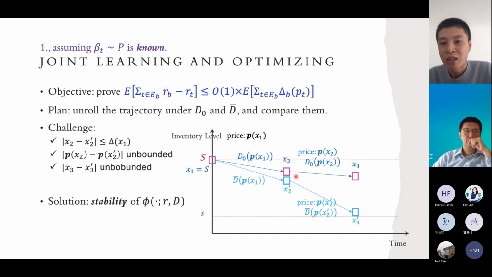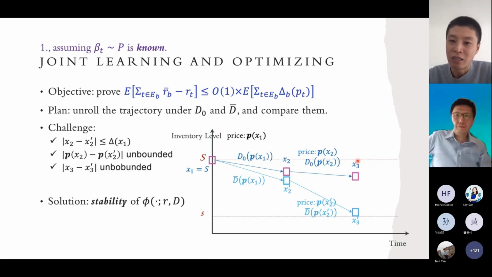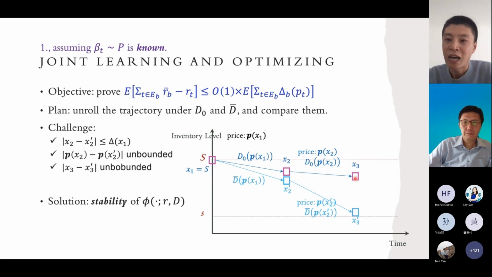But after this, in the second time step of decision, the problem arises. Even if X2 and X2 prime are only a bit different, the price vector we compute does not guarantee any continuity or Lipschitz condition, so these two price decisions could be very different. And then the realized demand in the real case and in the imaginary case could be very different. And this will lead to a very unbounded difference between the inventory level in the real case and the imaginary world at time step 3. So now we can no longer compare the imaginary trajectory and the real trajectory, and it's hard for us to bound the difference of the reward.